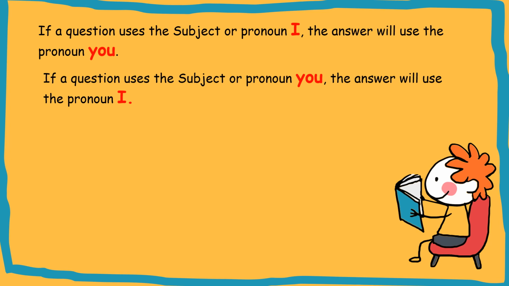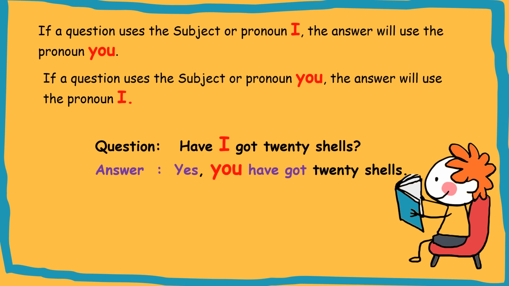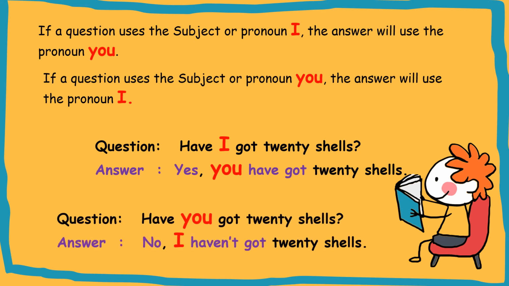Now, let's look at the example here. The question is, have I got 20 shells? The answer will be yes, you have got 20 shells. Notice that the question asks using the pronoun I, while the answer uses the pronoun you. Now let's go to the second example. Have you got 20 shells? No, I haven't got 20 shells. Notice that the question asks using the pronoun you, while the answer uses the pronoun I.